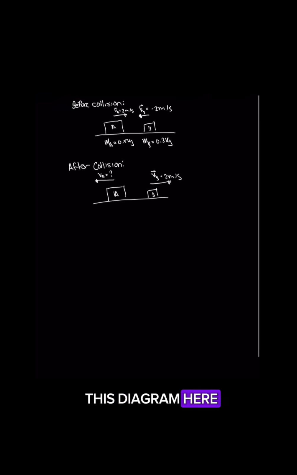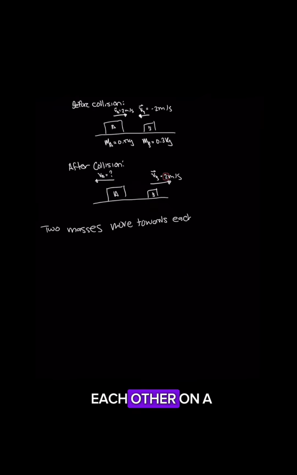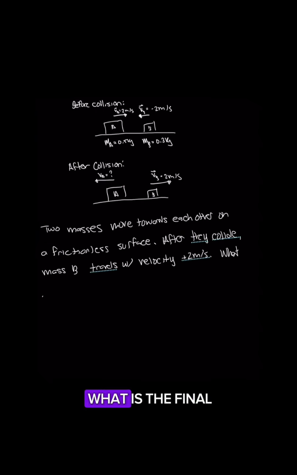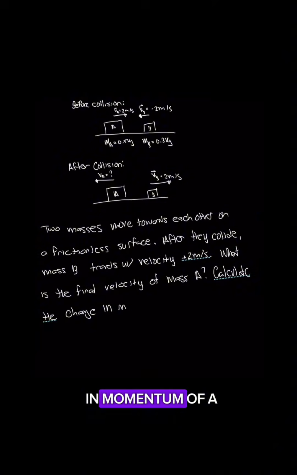Let's say you are given this diagram showing a collision between two masses A and B, and the question says, two masses move towards each other on a frictionless surface. After they collide, mass B travels with velocity positive 2 meters per second. What is the final velocity of mass A? Also, calculate the change in momentum of A and B.